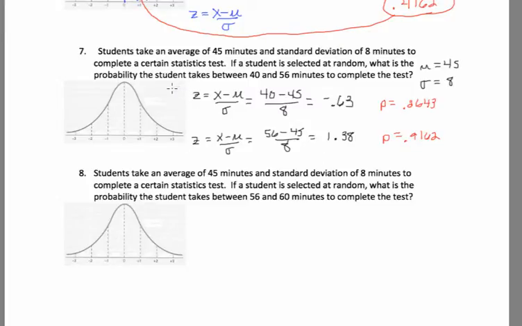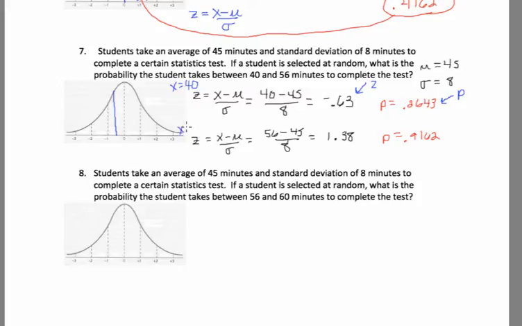Our first step is to take the data value of 40, plug it into this equation to find the z-score that goes with it, and then you go to your chart and find the probability that the area is to the left of that z-score. So that'd be negative 0.63. 26% is this area to the left of it.